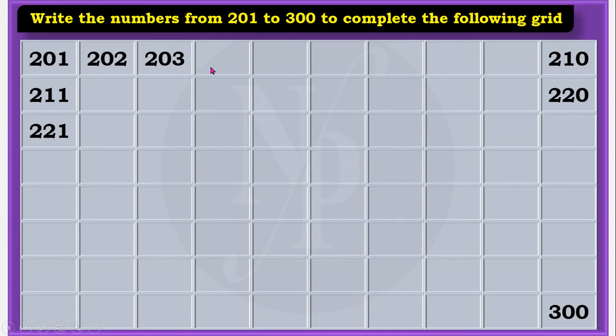You should continue here 204, 205 and so on up to 210 in the first line, and in the second line start from 211 and write up to 220. Coming to the third line, start from 221 and so on. Similarly, you should make a table of numbers from 201 to 300. Write this table of numbers in your classwork.